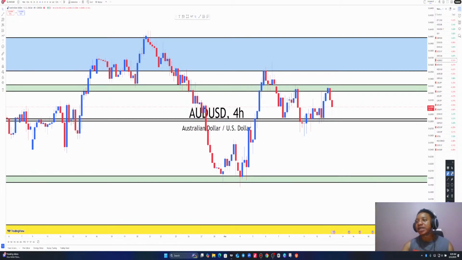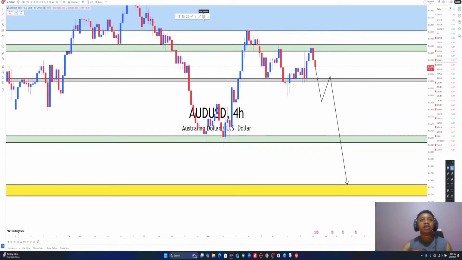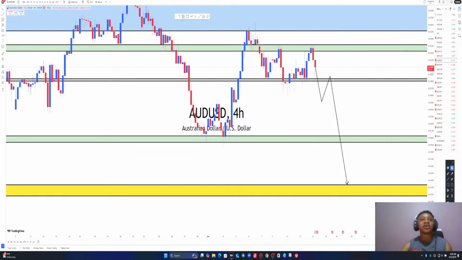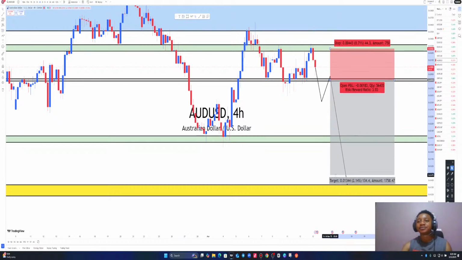So what we can do is wait for price to do whatever it wants to do now, but you want to see it break below the support level, retest it, and then we can sell all the way down to the next weekly support level below. So AUD USD will be a very good opportunity for us to sell when price breaks below. It's as simple as that. So this is our full and complete technical analysis on AUD USD. Simple as that.